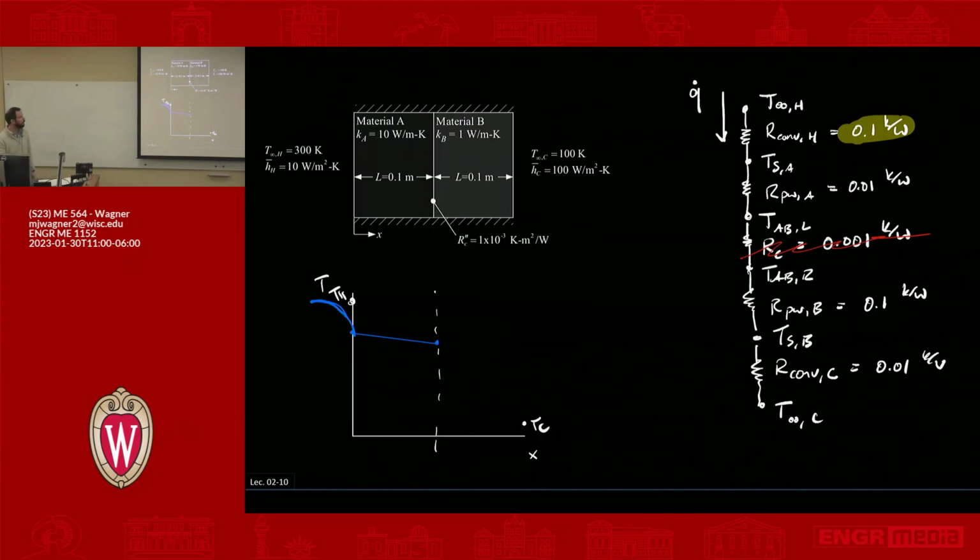That's a straight line. Then I have a basically negligible contact resistance, so maybe there's just a tiny little drop in temperature. Then on the B side, I've got a big resistance, another 0.1. So again, I'm going to have a big temperature drop here. And then on the cold side, a relatively small convective loss. So that's going to look something like this. Right?